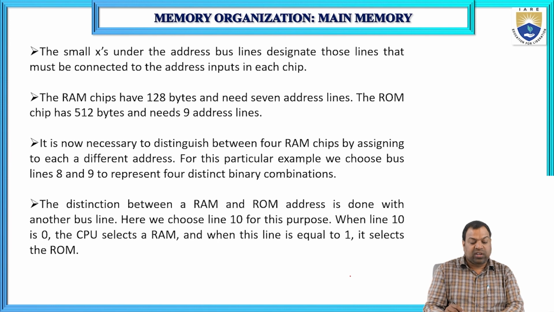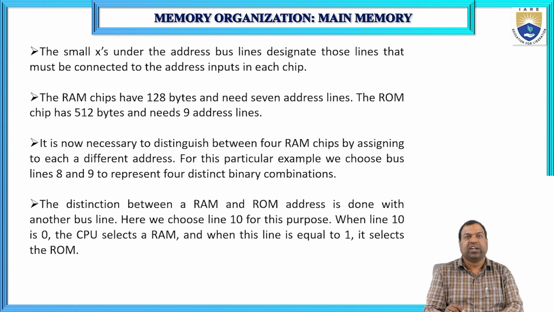And the small x under the address bus line designates those lines that must be in the address input, and the RAM has 128 bytes needed, and the ROM has 512 bytes needed in the 9 address lines. And it is now necessary to distinguish between the RAM chips by assigning each a different address, and the distinction between a RAM and ROM address is done with another bus line, that is, choose line 10 for the purpose.